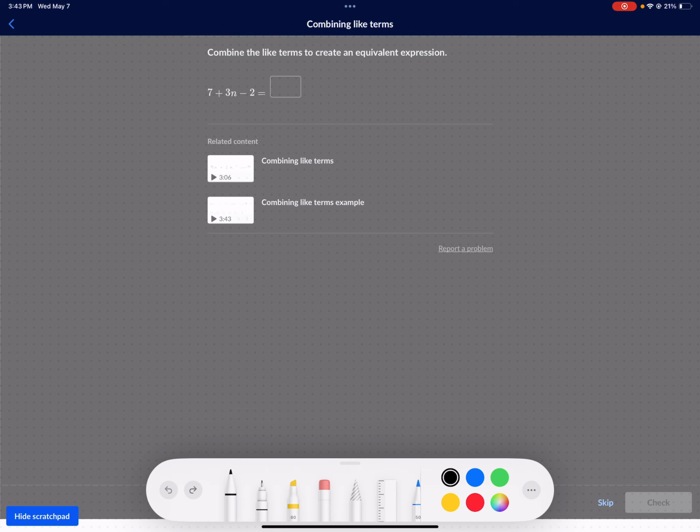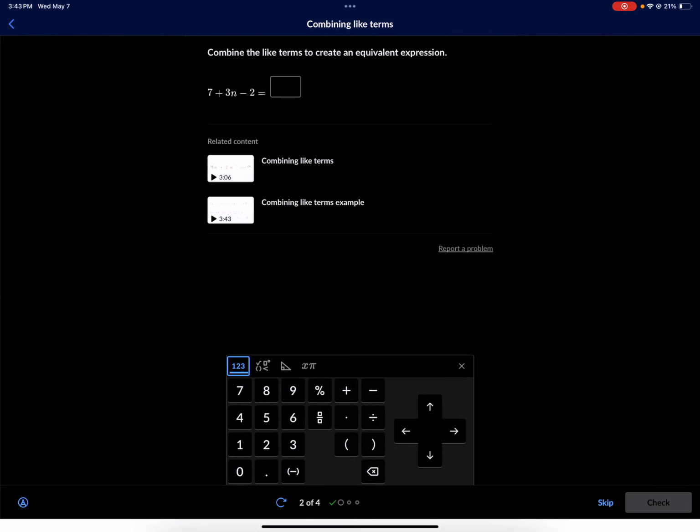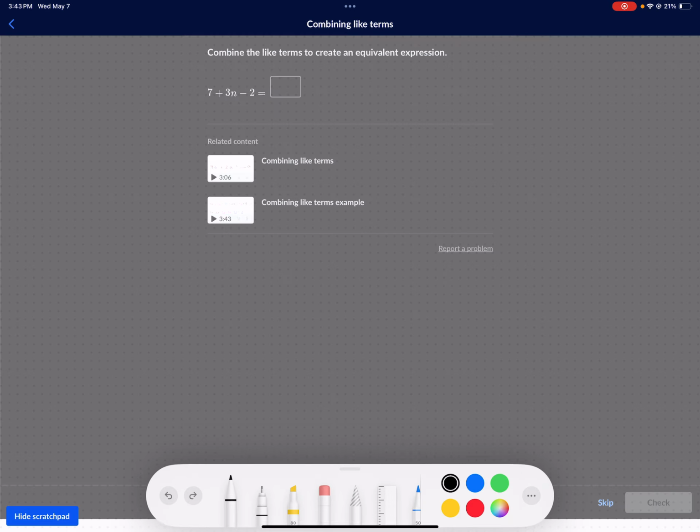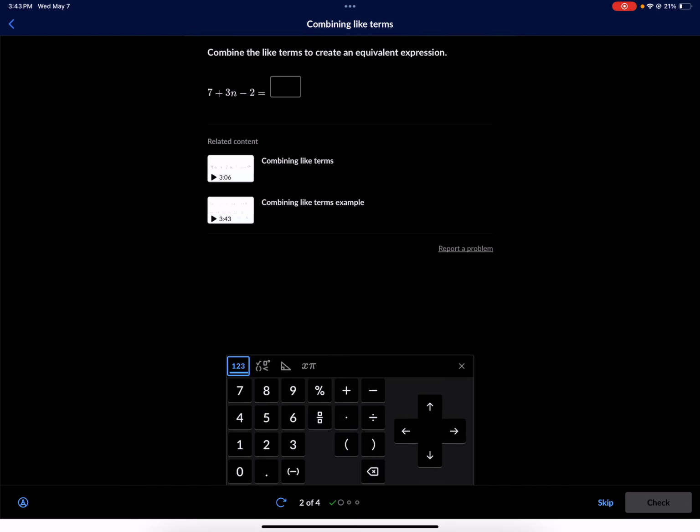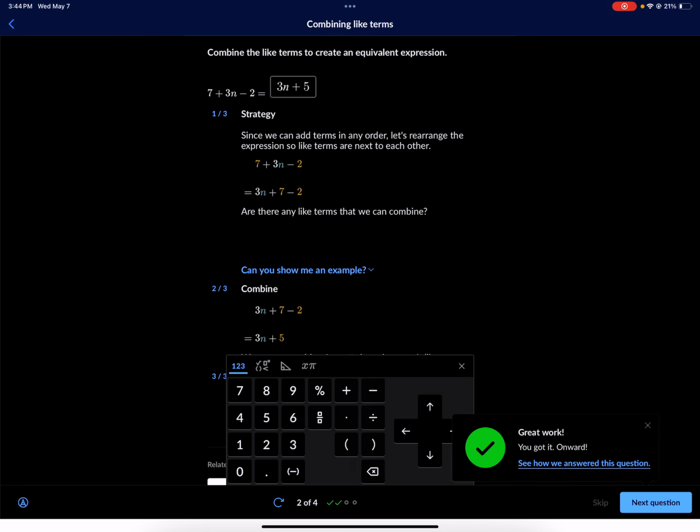Okay, so let's do the same thing here. If there's no other terms, 3n is the only term with n. So this will stay the same. And then 7 minus 2 is 5. So it's 3n plus 5. And remember that if it's positive, plus, if it's minus, just keep it as is, minus. So if you get that right, good job.